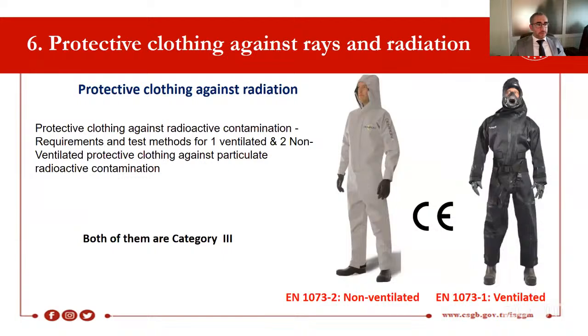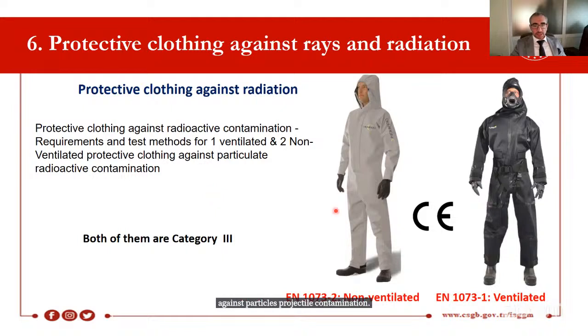Our next title, protective clothing against rays and radiation. The same title, but other subtitle, protective clothing against radiation, is described in the standard EN 1073. There are 2 parts. The full title is, as you see from here, protective clothing against radioactive contamination. Requirements and test methods for ventilated and non-ventilated. Part 1, ventilated. Part 2, non-ventilated protective clothing against particulate radioactive contamination.